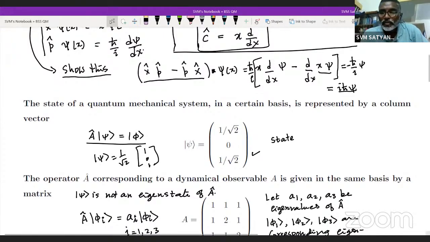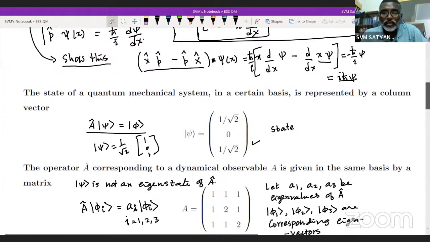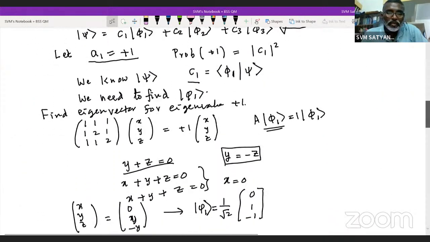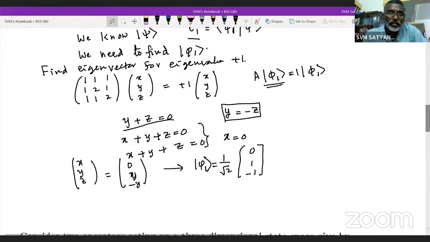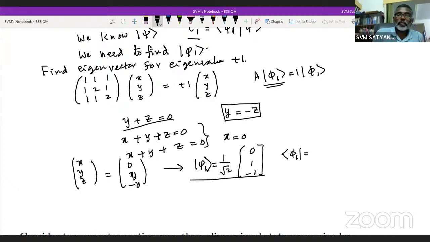Okay. So then what I will do here, I will have to find out. So this is your ket phi 1. What is bra phi 1? Bra phi 1 is 1 by root 2, 0, 1, minus 1. It's a transpose. It should be this one. So what is my C1? C1 is equal to bra phi 1 ket psi.